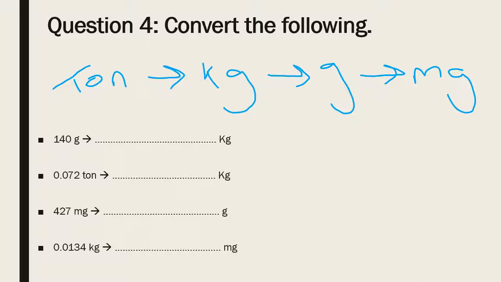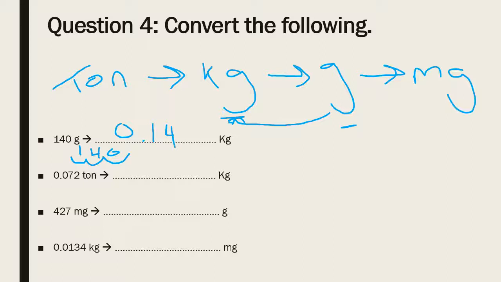So we've got 140 grams. We want to change this into kilograms. So from grams to kilograms, we divide by 1,000. So 140 grams divide by 1,000. Remember, we move 3 times to the left. It's 0.14. If you want to write the 0, I don't mind.